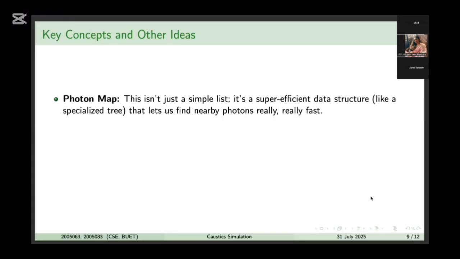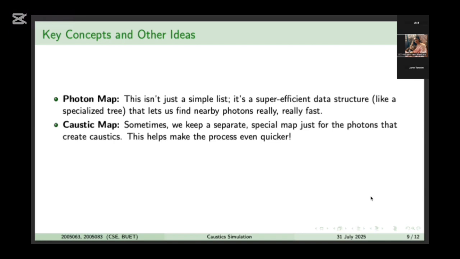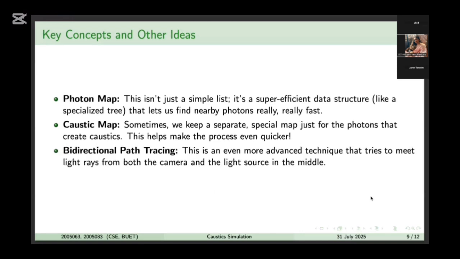The photon map is a key component and it is more than just a list. It is a highly efficient data structure similar to a specialized tree that allows for very fast searching for nearby photons. We can also use a caustic map, which is a separate dedicated map only for the photons that create caustics, to speed up the process even more. Another advanced technique is bidirectional path tracing, which attempts to meet light from both the camera and light source in the middle.